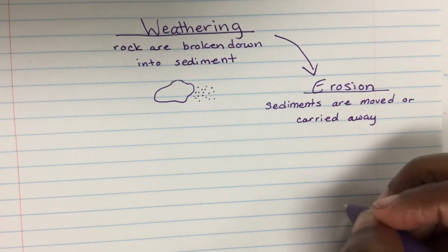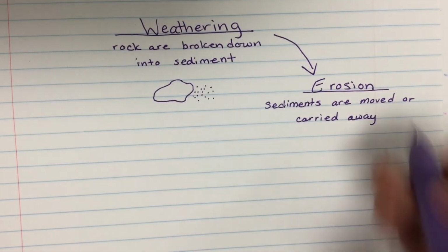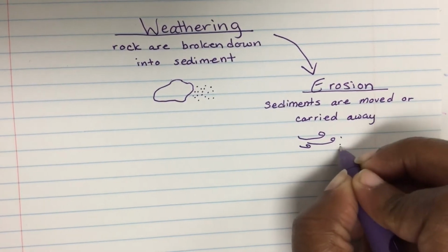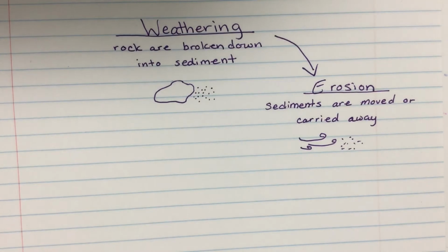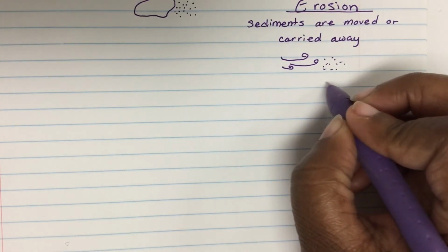So let's say that we're in a windy area and the sediments that came from our rock are now being blown away. They're going to be blown to a new place. When they get to that place, they are going to be dropped. This is called deposition.